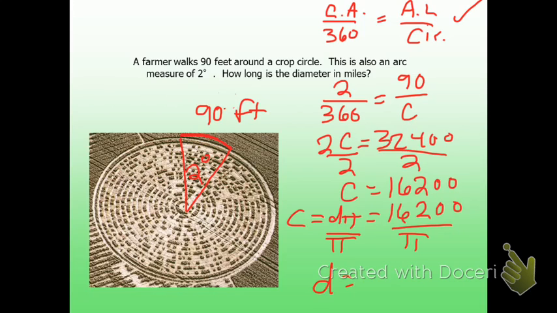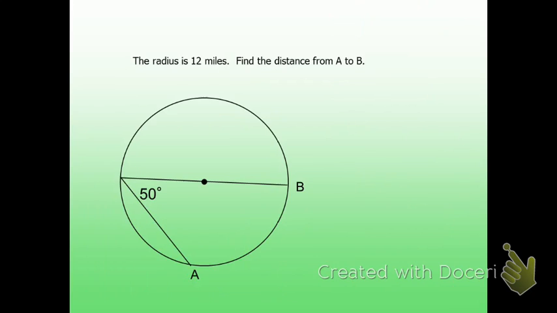So 162,000 divided by 3.14 gives us 5,159.2, we'll round to one decimal place. Alright, so that would be our answer. So anytime they ask you in these arc length questions for diameter or radius, just find the circumference, and then you could figure out the diameter or radius by dividing by pi, and then if it's the radius, you could also divide by 2. Alright, one more.